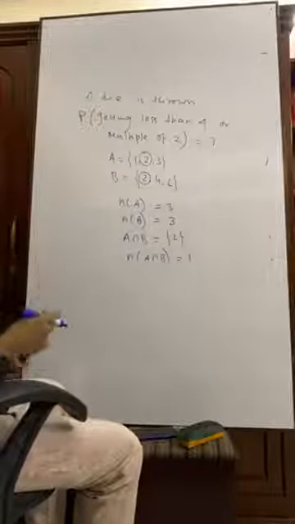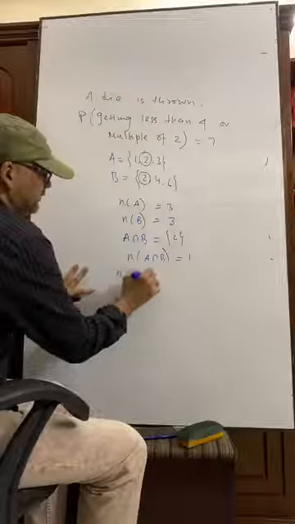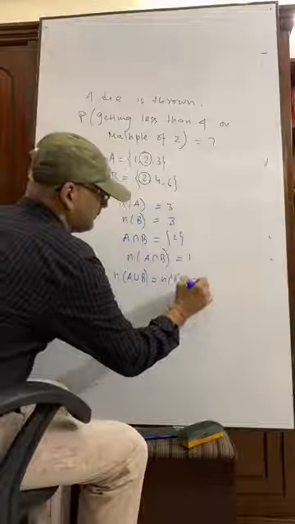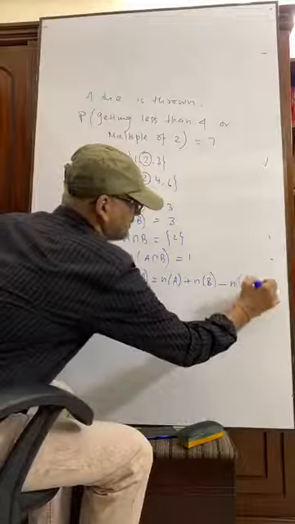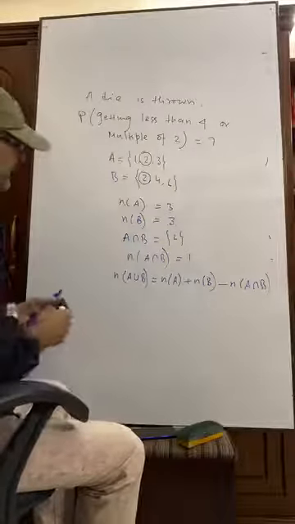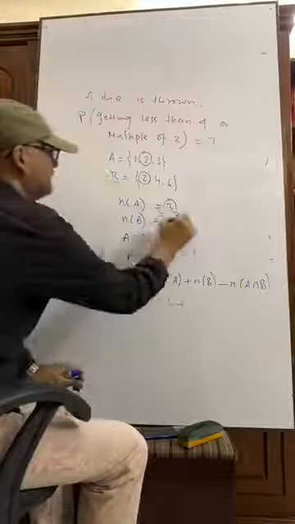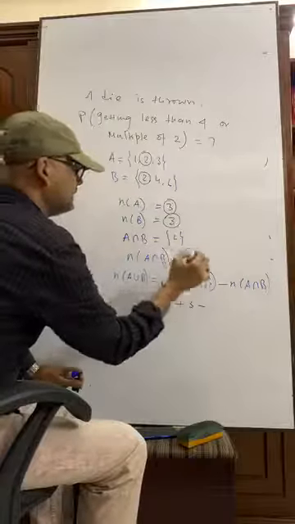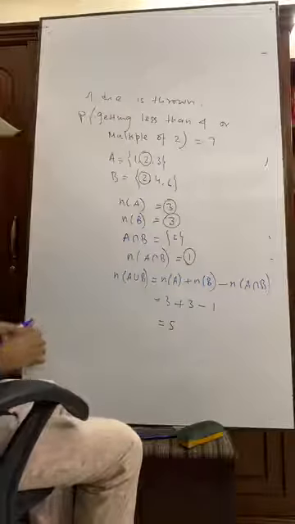So what is the formula? N of A union B is equal to n of A plus n of B minus n of A intersection B. That is, n of A is 3, n of B is also 3, n of A intersection B is 1. So we are getting 5.